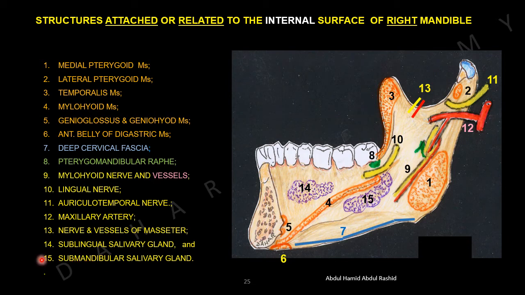And last are the submandibular salivary glands, which lie below and behind, that is, the posterior part of the mylohyoid muscle. This is the superficial part of the submandibular salivary gland. It will hook around, and the deep part is lying above the mylohyoid muscle here. So this is the superficial part. All these are either attached or related to the internal surface of the right mandible.